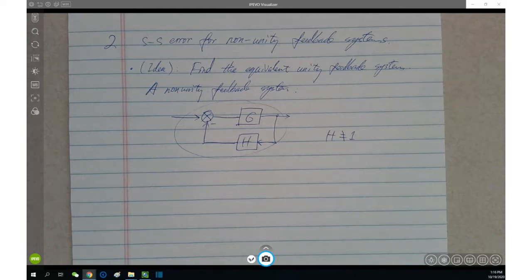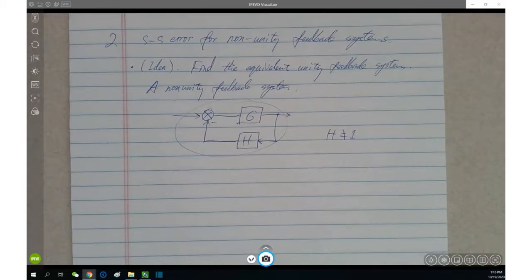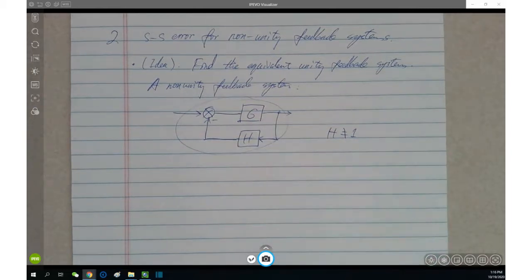Anyone has any idea? Any guessing? Based on the knowledge back there, we can find the equivalent unity feedback system for this block diagram. Anyone, any idea? Any try you want to do? Yeah, go ahead. Would you just do the closed loop transfer function of that? Find the closed loop transfer function. Closed loop.